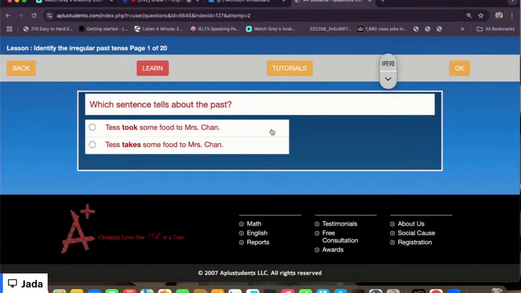So we'll move on to the test and you can share your answers with me. Which sentence tells about the past? Tess took some food to Mrs. Chan. Tess takes some food to Mrs. Chan. So which of these sentences tells us about the past?